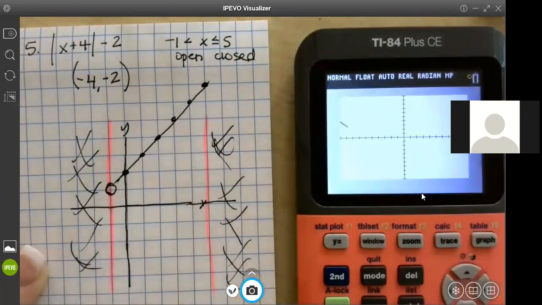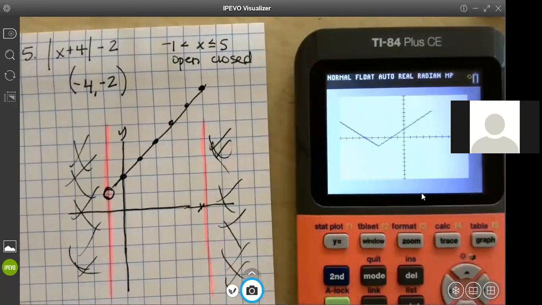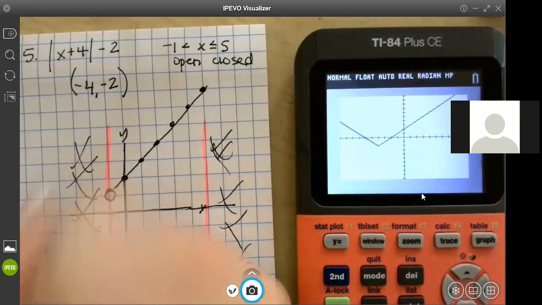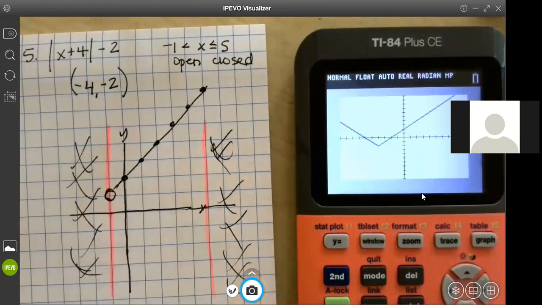When we graph it, you should see that it is the right side of that absolute value. So your vertex is way over here. Remember, your vertex is at that -4, -2. So we should see something that looks like that. Okay, so if you get a little bit confused, just hit graph and see if you did it right. All right.